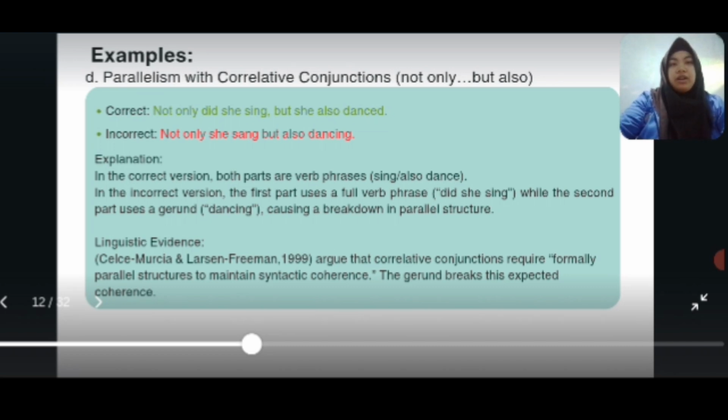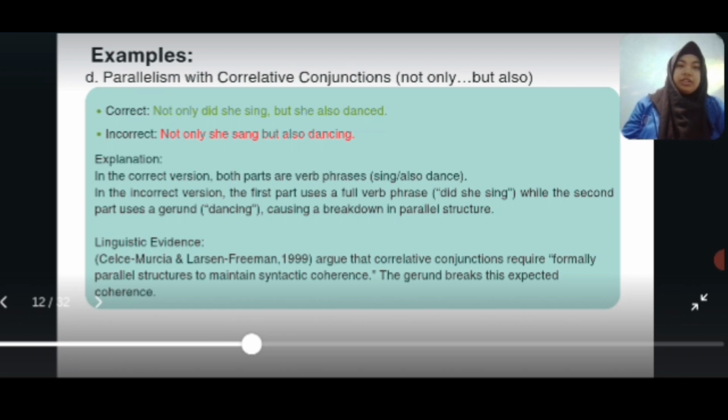And then the last one is parallelism with correlative conjunctions, not only but also. And in the correct one, not only did she sing but she also danced. And in the incorrect one, not only she sang but also dancing. In the correct version, both parts are verb phrases, did she sing and also danced. In the incorrect version, the first part uses a full verb phrase, she sang, while the second part uses a gerund, dancing, causing a breakdown in parallel structure.